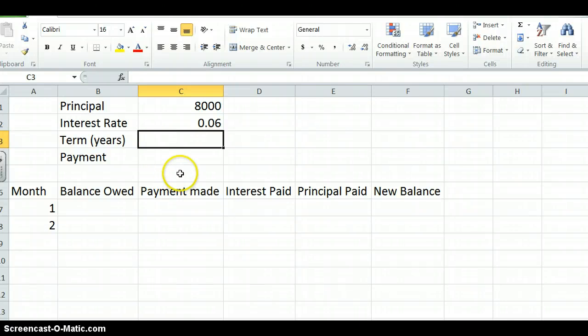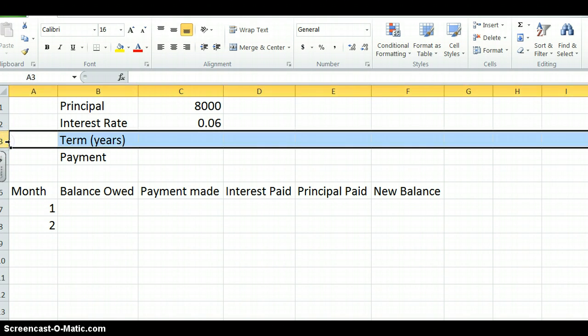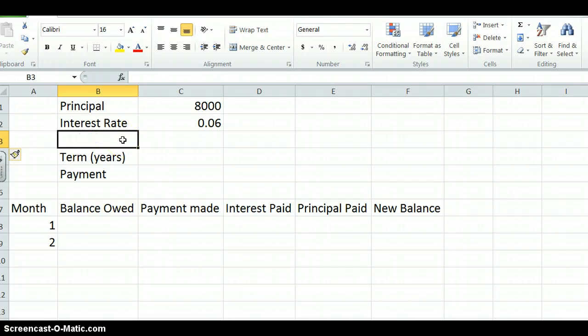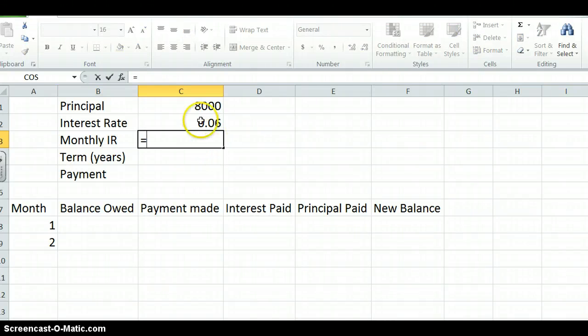The term, and let me pause for a second, I forgot the working interest rate. No, I'll show you how to enter this. And so I forgot the working interest rate, so I'm going to highlight this, and then I can go up here to insert, and then it inserts a row. So I need the working interest rate, which is the monthly. The monthly interest rate will just be equal to this cell divided by 12.